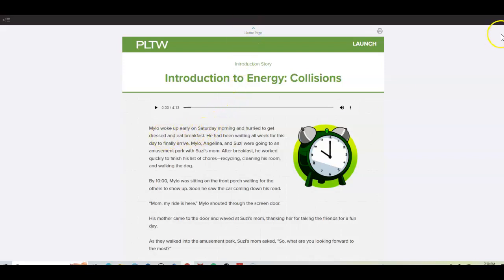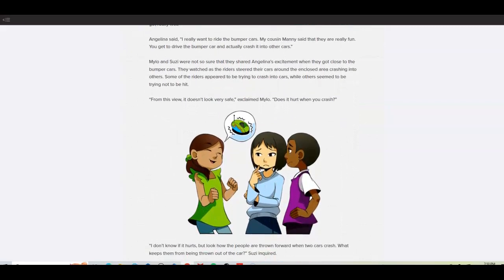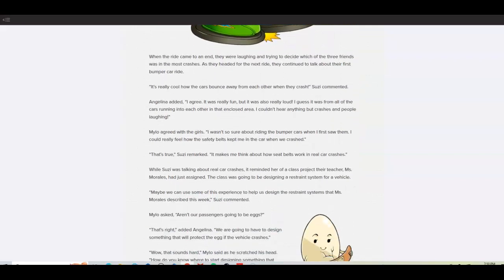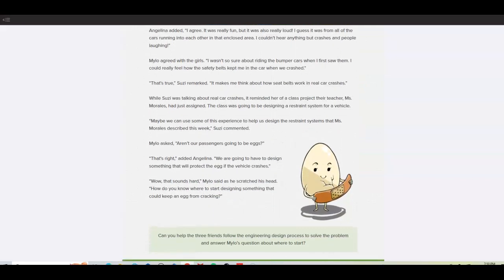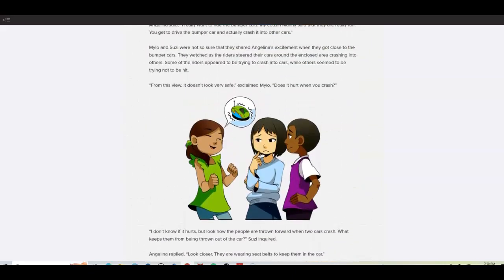So here is the story that I read that poses the problem. Students will be protecting an egg passenger from a collision by going through the engineering design process.